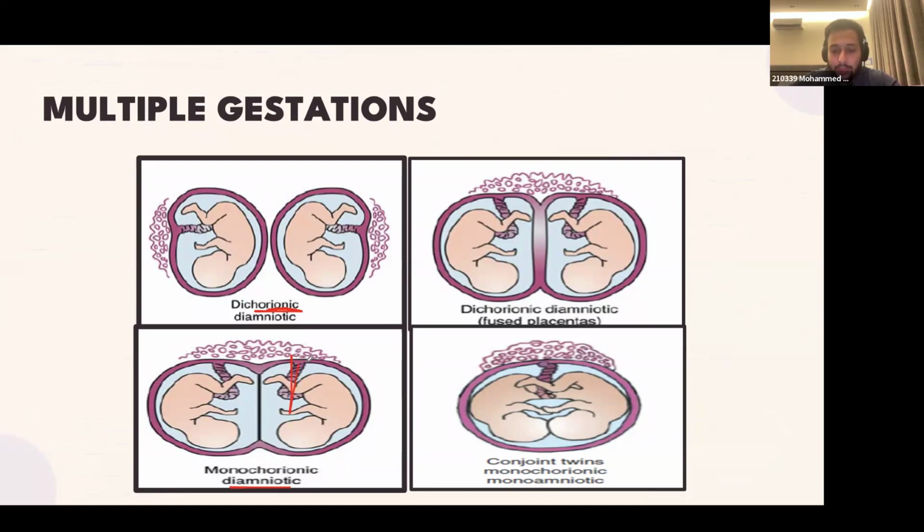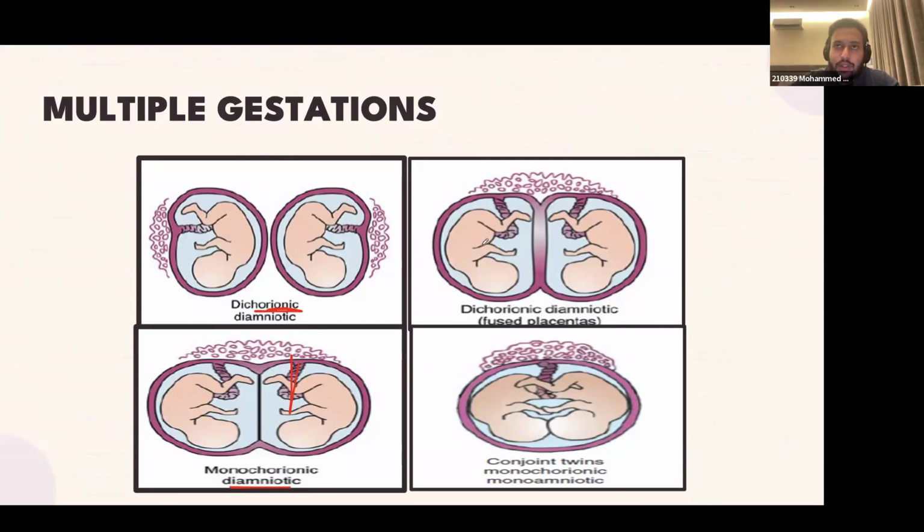Okay, so now let's talk about when each of this happens. This relates to the division of the zygote. Okay, at what day it divides. The earlier the division, the more separated they are. The later the division, the more joined together they are. That's a way to remember it. So below 5 days, if they, for example, split around 3 days, they will have two different amniotic sacs and two different placentas. So this is dichorionic, diamniotic.